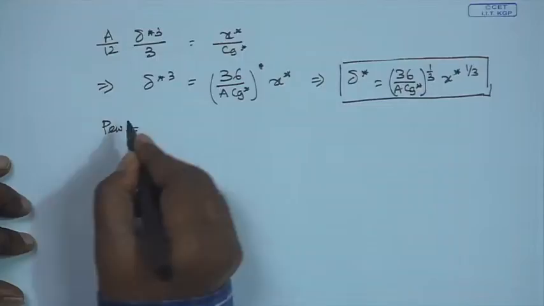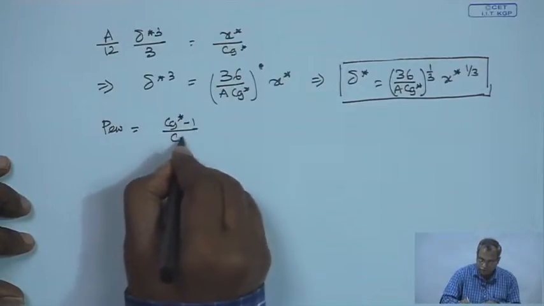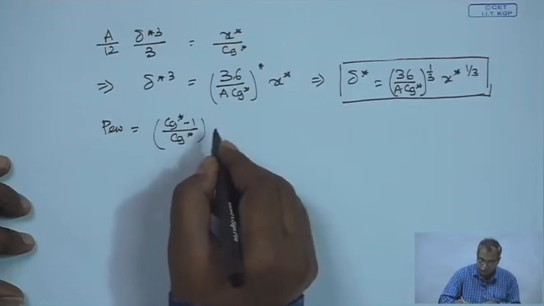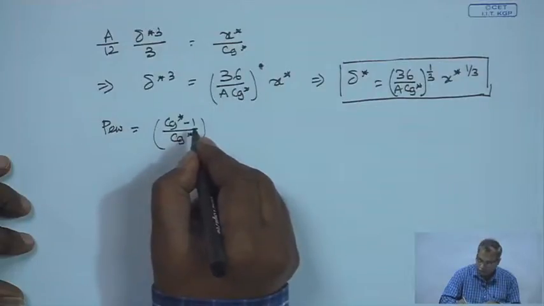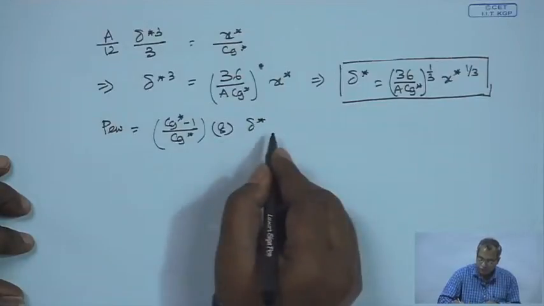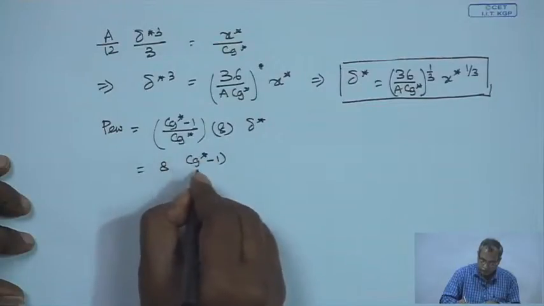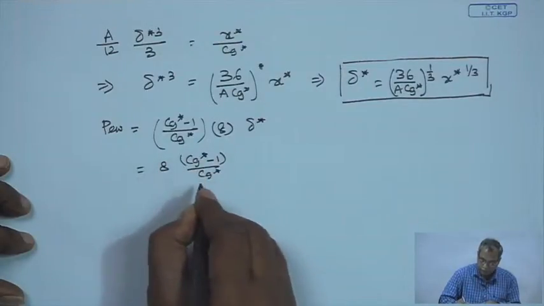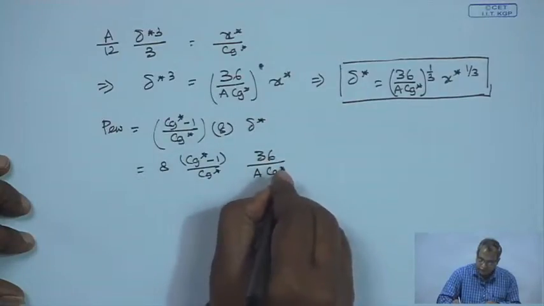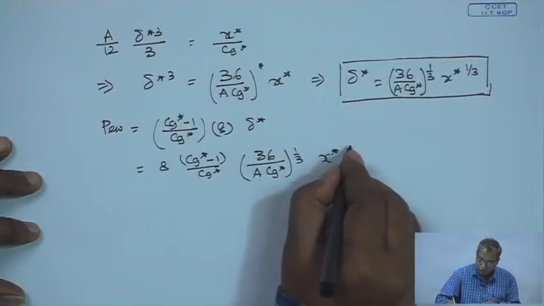P w will be, if we remember, P w is nothing but C g star minus 1 divided by C g star multiplied by 8 into delta star. So, we are going to put the expression of del star there. So, 8 C g star minus 1 divided by C g star, and del star 36 by a C g star to the power 1 upon 3 x star to the power 1 upon 3.